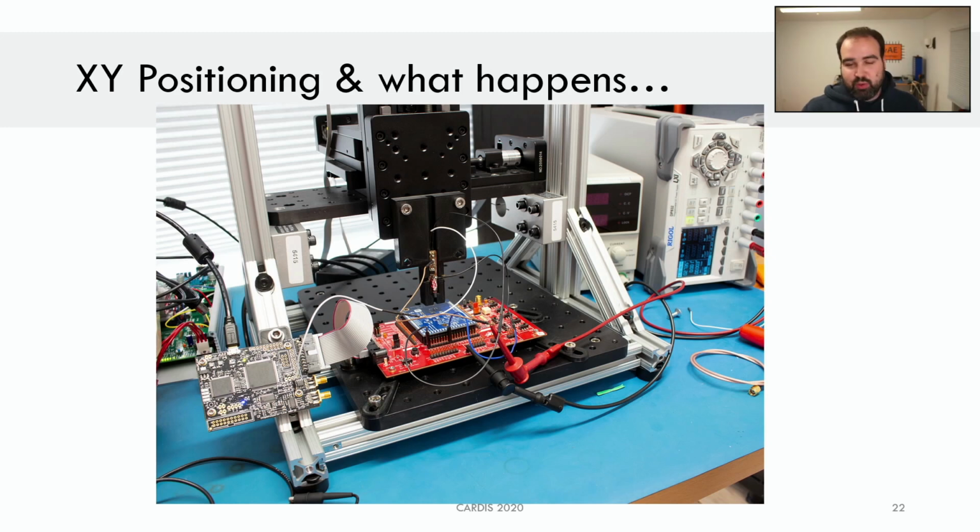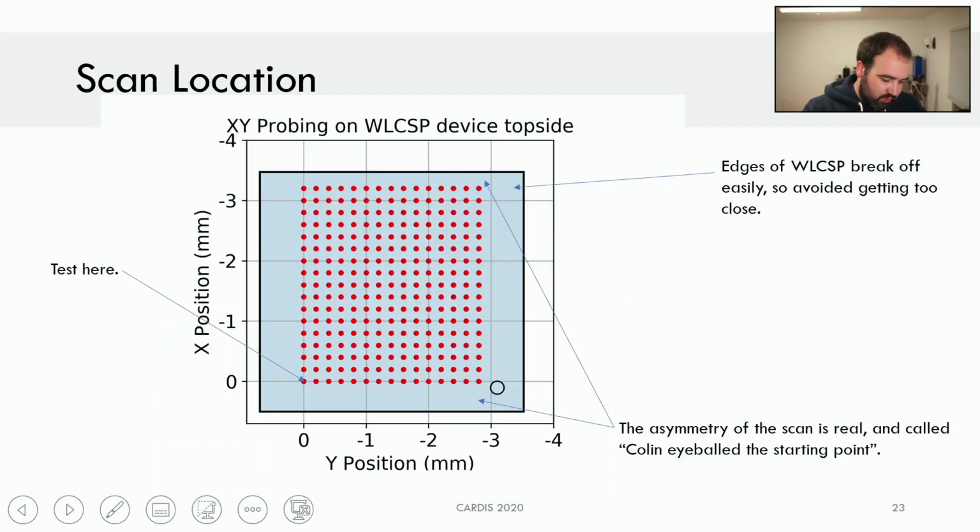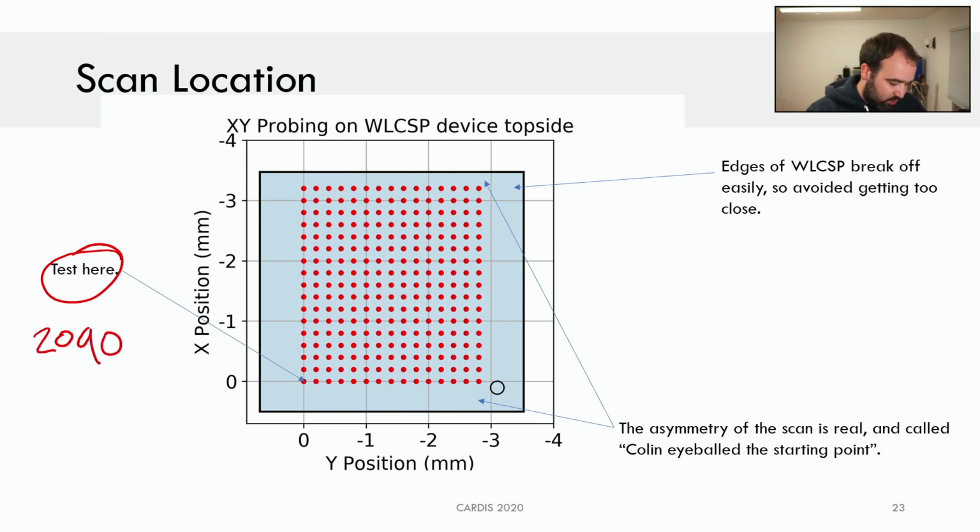We can also look at what happens if we do an XY positioning solution. So there's an XY table. It scans over the surface of the device. Basically each of these red dots is a test, and there's like 2090 tests at each point. I'll talk about that in a second.